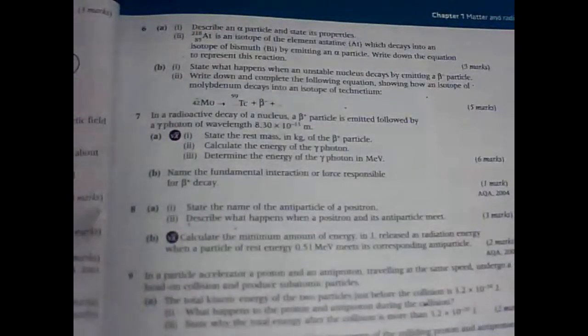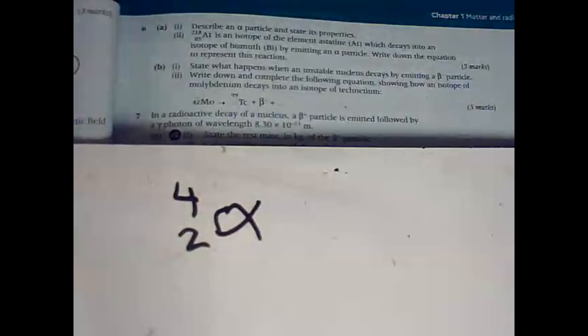So we're back up at the top now on question number 6, which is to describe an alpha particle and state its properties. An alpha particle we know is a helium nucleus, so very basic. It's basically a helium nucleus, with a mass number of 4 and a charge of 2.